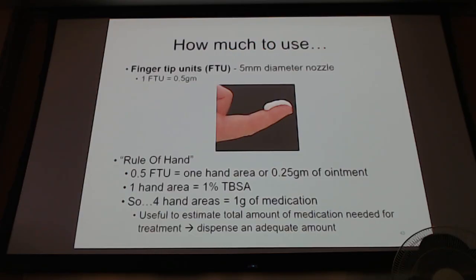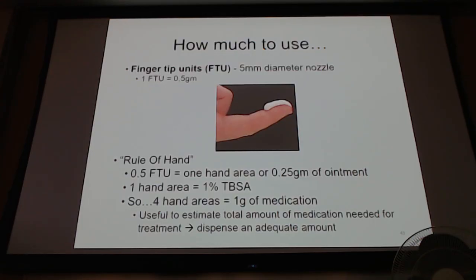FTU, fingertip units. Key component right here. 1 FTU is half a gram, 0.5 gram. So if I have you calculate how much an FTU is, then you know 1 FTU is half of a gram. Rule of the hand, okay? One-handed area. So of the palm, one hand is usually 1% TBSA. So one hand, okay?